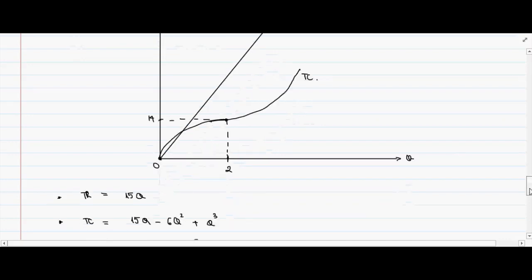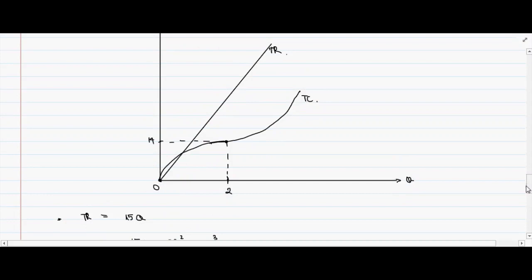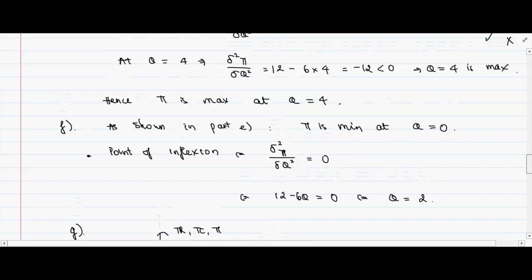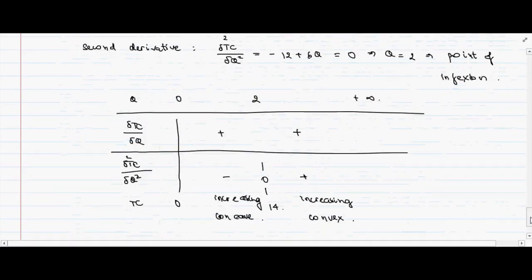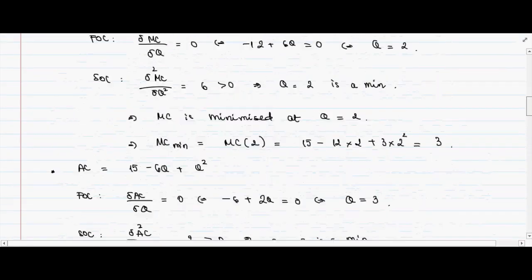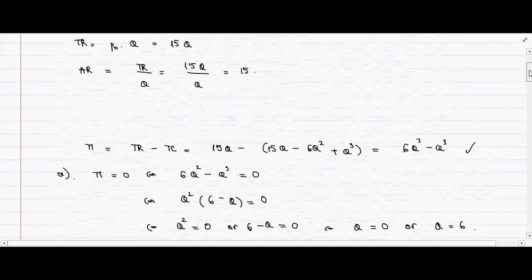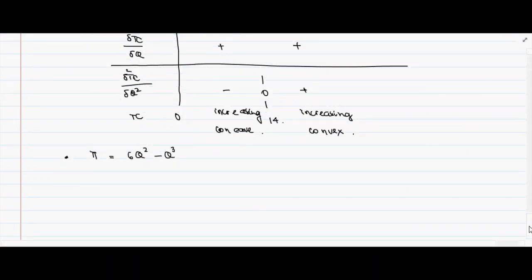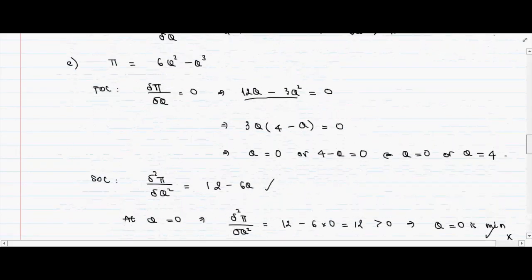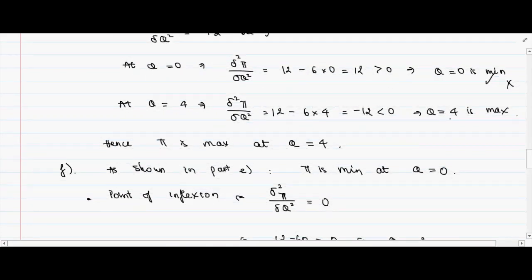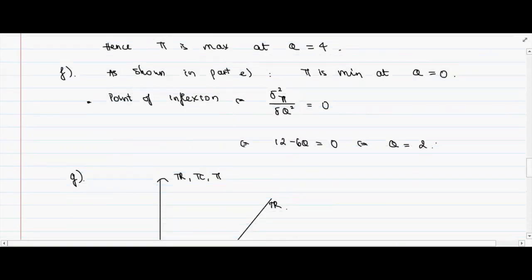Now, the profit is just the difference between the total revenue and the total cost. To draw the profit function on a diagram, I'm going back to my profit function, which is equal to 6q squared minus q cubed. I already found all of the points for the profit function. The profit is minimum at quantity equal to 0, maximum at quantity equal to 4, and the point of inflection is at quantity equal to 2. All of these were found in the previous part.